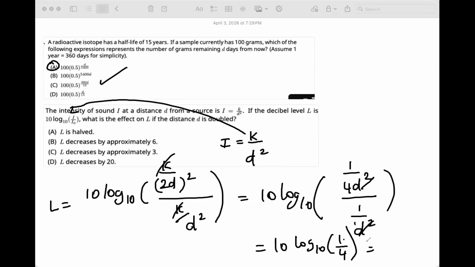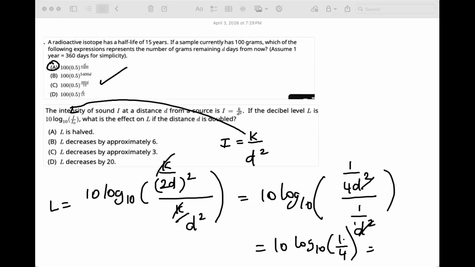Can one of you tell me the answer to this? Is that half? I don't think so. Can you check? Is that half? No, right? Can one of you tell me what is 10 log base 10 of 1 by 4? It's about -6. See, L decreases by approximately 6.